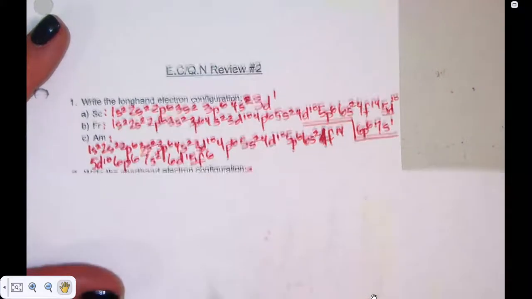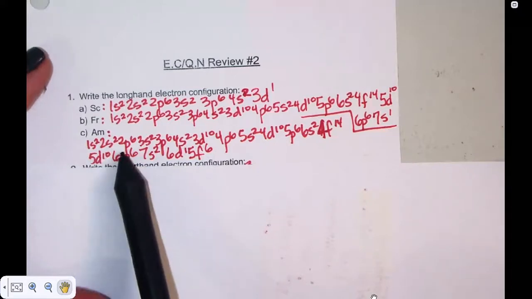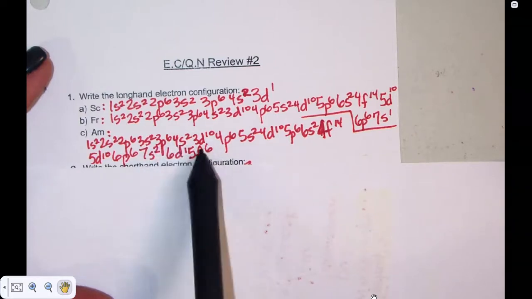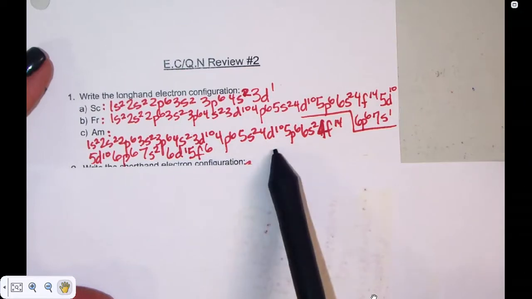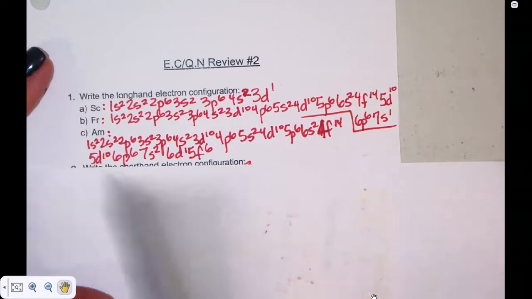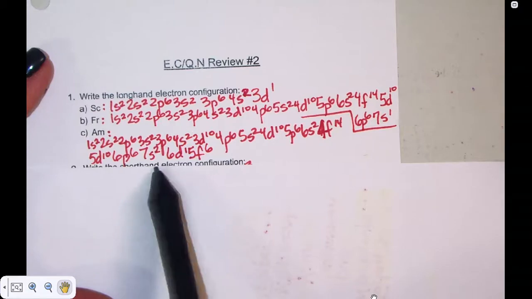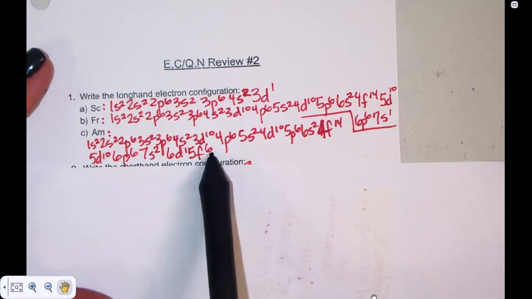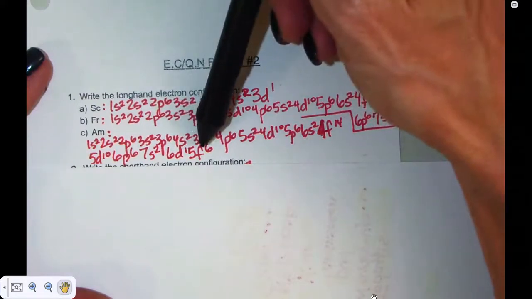Americium, 1s2, 2s2, 2p6, 3s2, 3p6, 4s2, 3d10, 4p6, 5s2, 4d10, 5p6, 6s2, 4f14, 5d10, 6p6, 7s2, 6d1, and 5f6. That's 7s2, 6d1, 5f6.